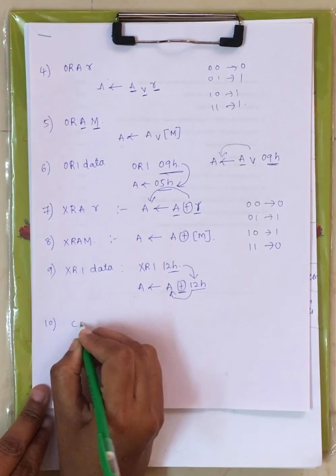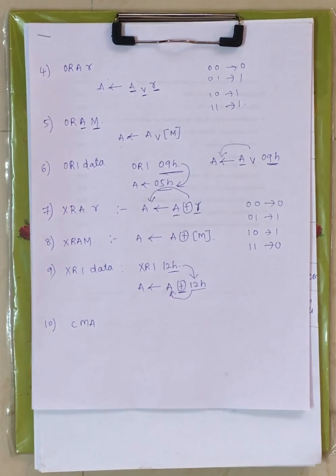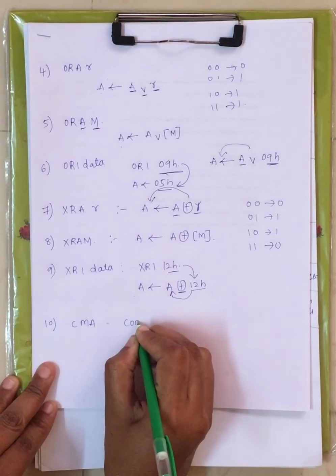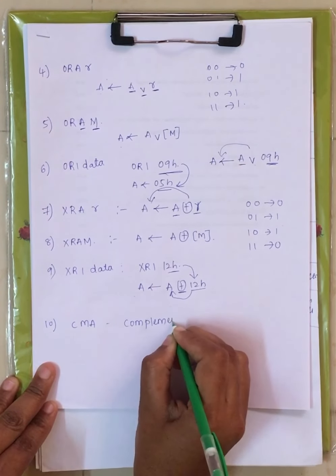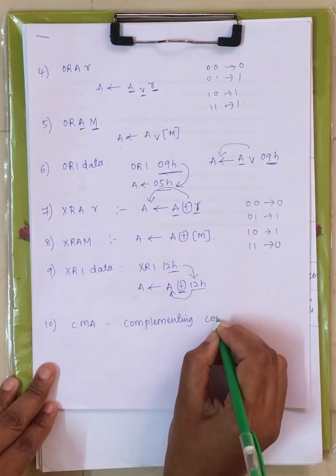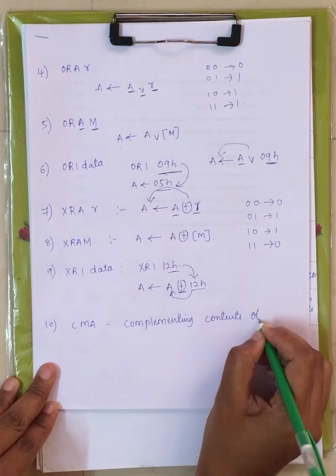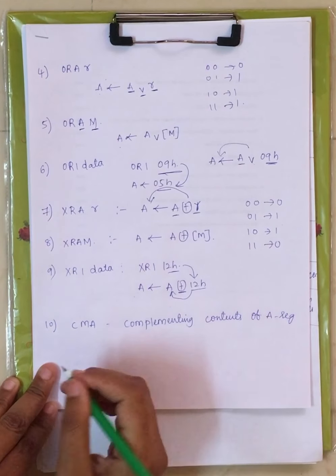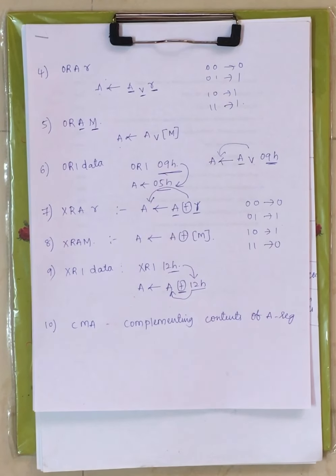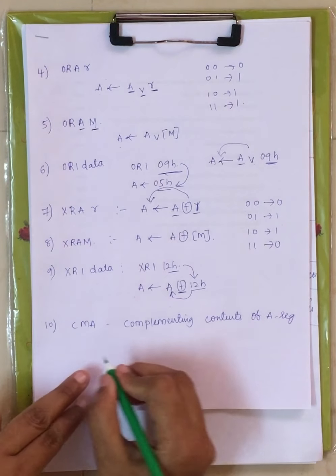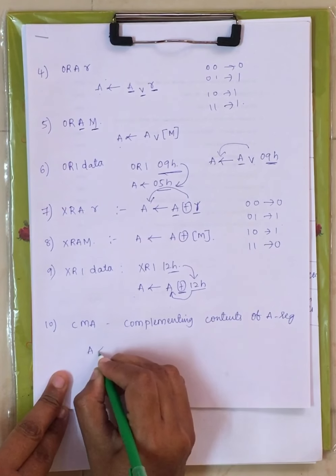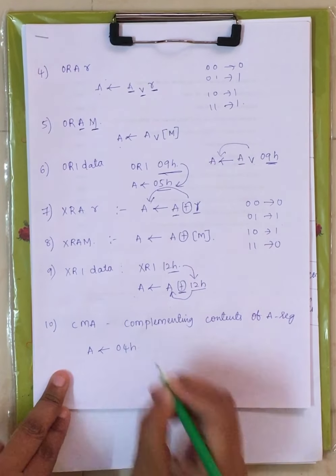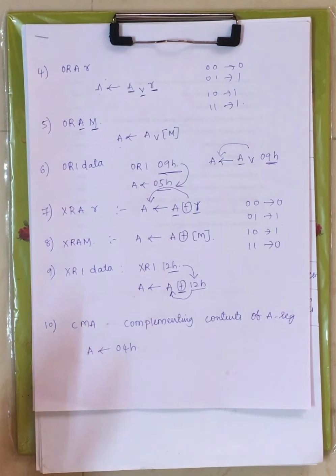Now coming to the 10th instruction, CMA, right? The 10th logical instruction is CMA, that is complementing the contents of the A register. Complementing means 0 will become 1, 1 will become 0, right? I will give an example. Let us assume the contents of register A are 04H, right? Now this is the data stored in your accumulator register.